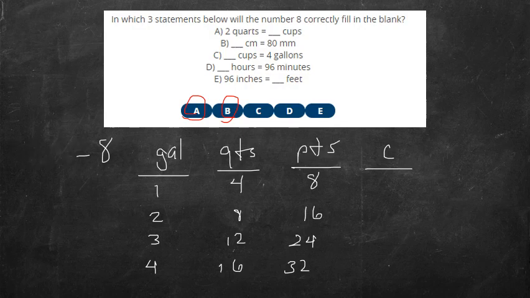Let's erase this. Last one is cups. So if I know that there are 2 cups in 1 pint, I can multiply these 8 pints that I have already by 2, and I'll get 16 cups. So then my pattern here would start with 16.